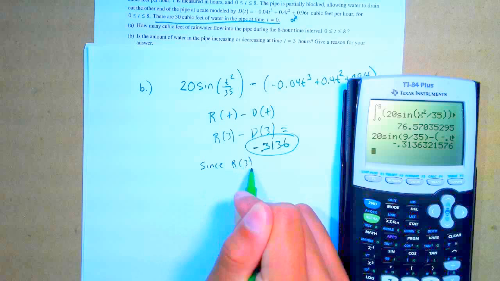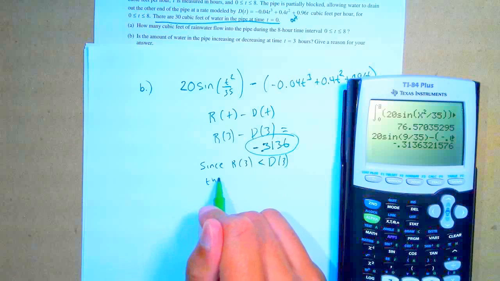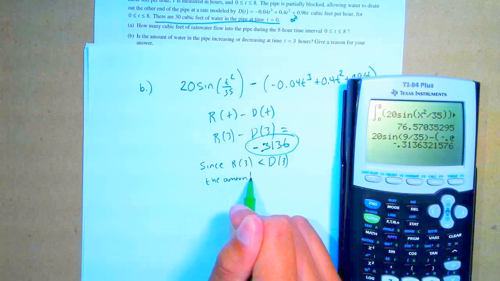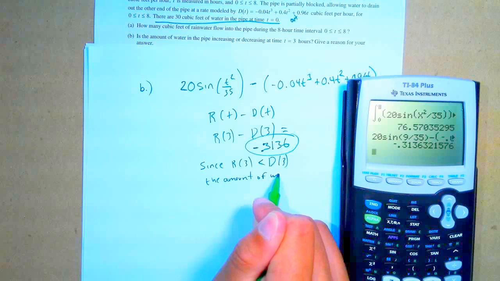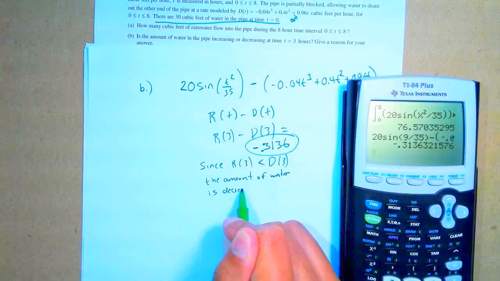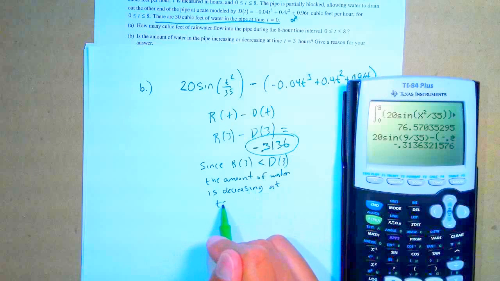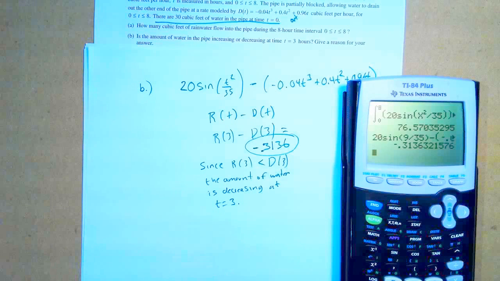So since it's decreasing, I have to justify my answer, and then you can state, since R of 3 is less than D of 3, the amount of water is decreasing. And you can put at time t equals 3. Okay? And that's part B.